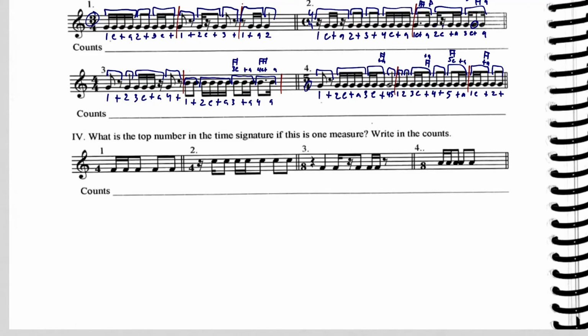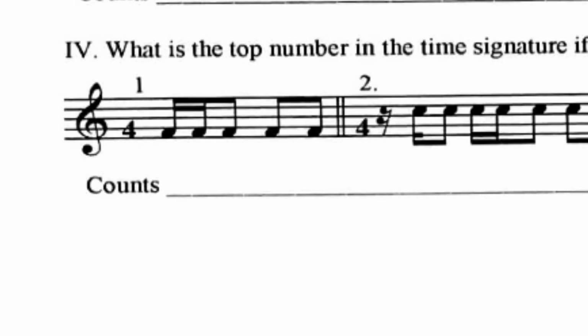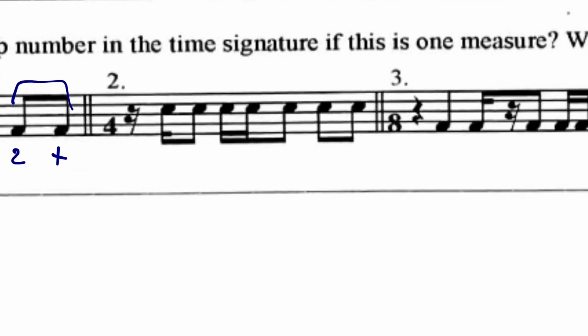Okay, part 4. What is the top number in the time signature if this is one measure? Writing the counts. Well, maybe it's not one measure, but let's see. If we assume it is, then quarter notes is what we're measuring down here. And how many do we have? Well, 2/16 and an 8 equals 1. 2 8s equals 1. So 2 4. Writing the counts. 1 E and 2 and next one. We're counting quarters.